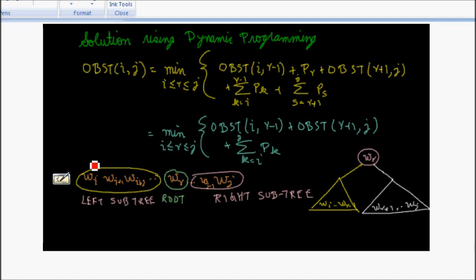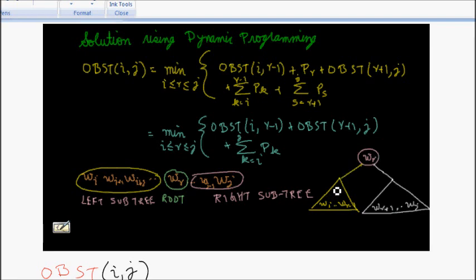So what I say here is that OBST of i comma j means the cost for construction of optimal binary search tree from element i to element j. So here, I have taken elements i to j, and there will be one root which can be the ith element, i plus 1th element, i plus 2th element, or go till j.